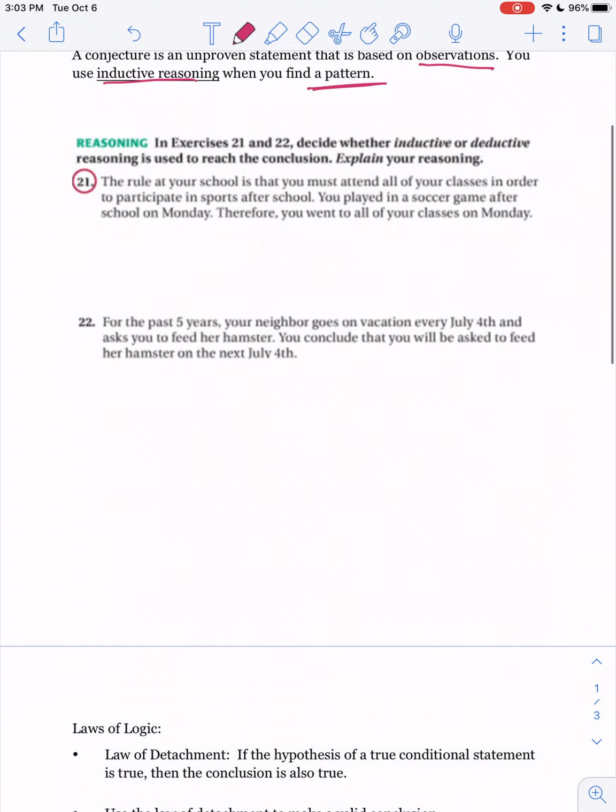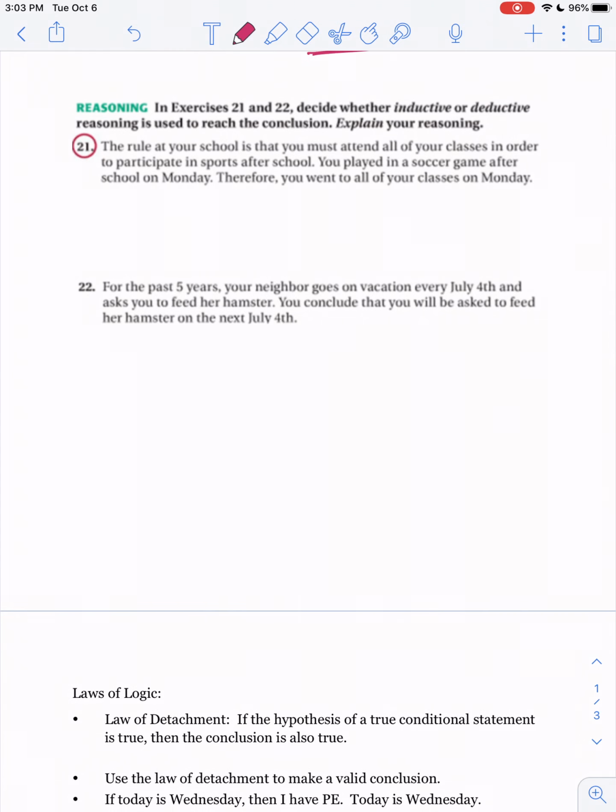Let's compare the two. It asks us to decide whether inductive or deductive reasoning is used to reach the conclusion. The rule at your school is that you must attend all of your classes in order to participate in sports after school. You played in a soccer game after school on Monday, therefore you went to all of your classes on Monday. It's based on facts, and so we're going to say this was deductive reasoning.